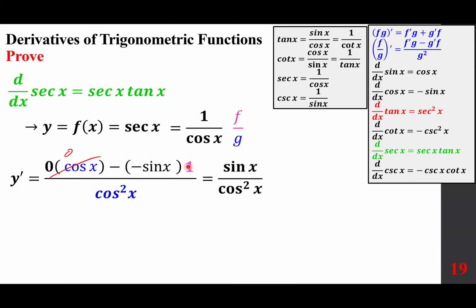Now, how did we prove identities in trigonometry? We did use proper identities. So we're going to cut this. The algebraic technique is to cut this into two fractions, 1 over cosine, sine over cosine. 1 over cosine is secant x, sine over cosine is tan x. And that's the proof that the derivative of secant x is secant x tan x.